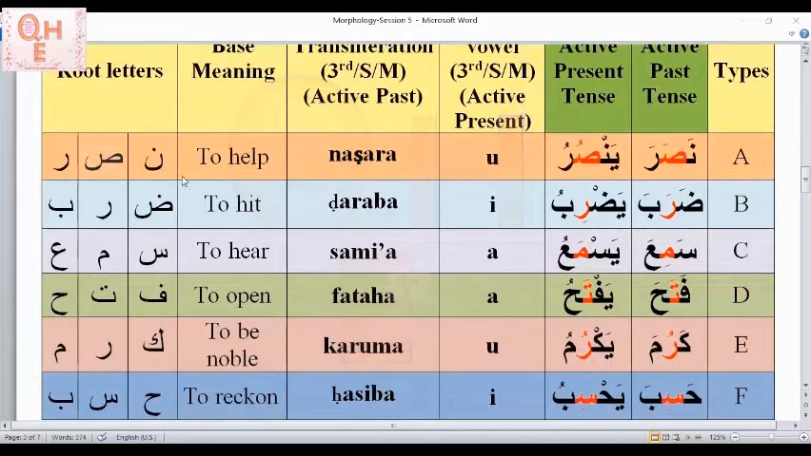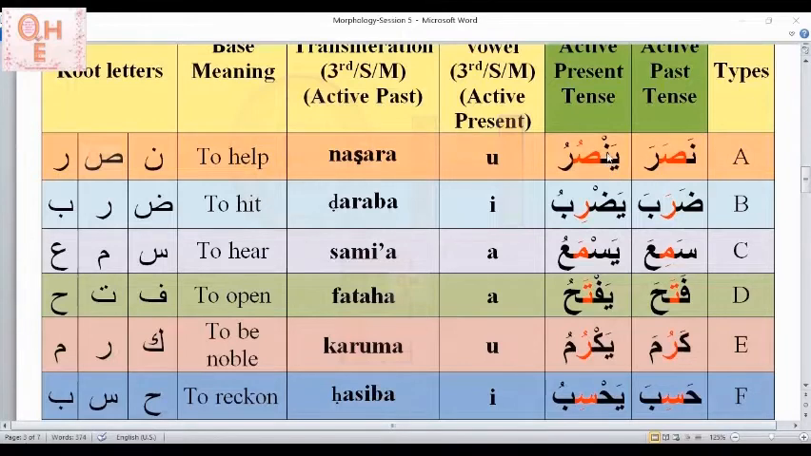So in the dictionary, for example, when we plug in noon, sod, ra, the dictionary gives us the transliteration of the past tense. This is how we read the nasara over here, which translates in Arabic to nasara. Also, the dictionary gives us the vowel of the second root letter, or the ayn position root letter. In this case, the ayn position root letter, or the second root letter, is sod. This is how we get yansuru.